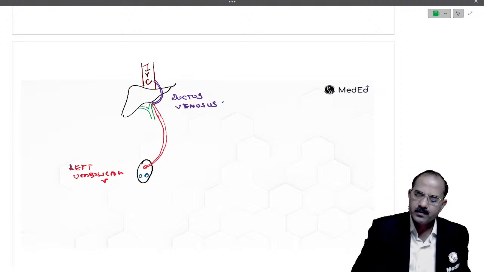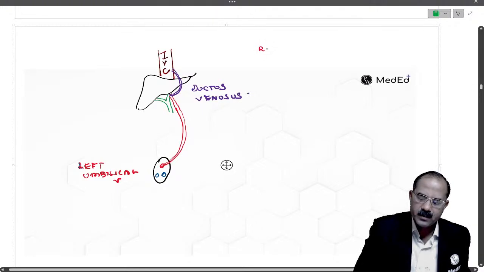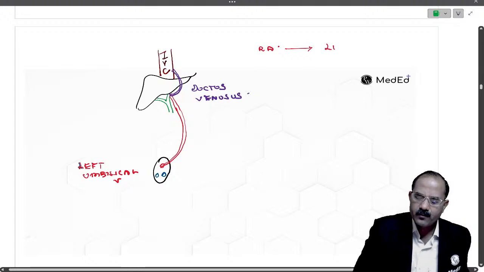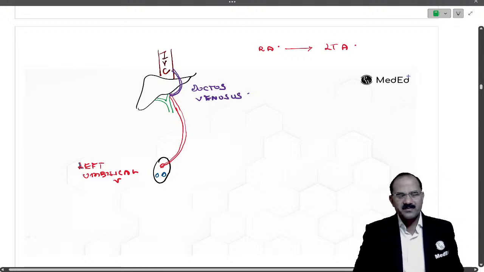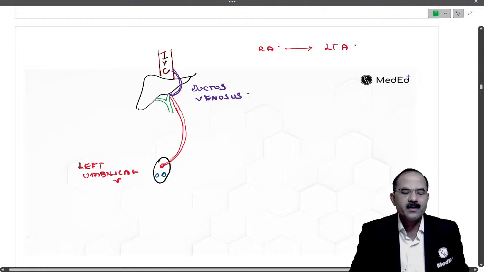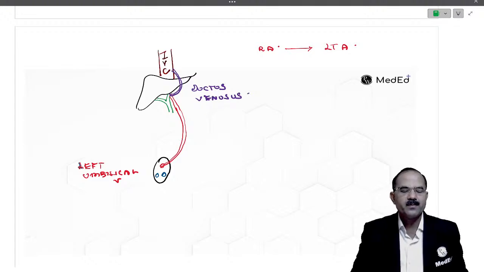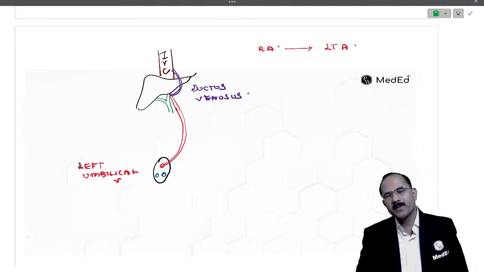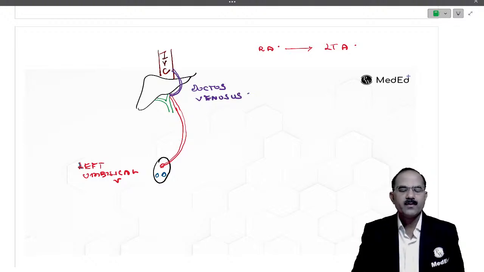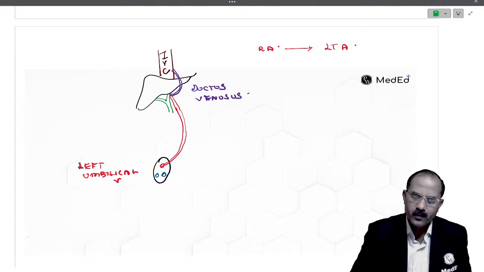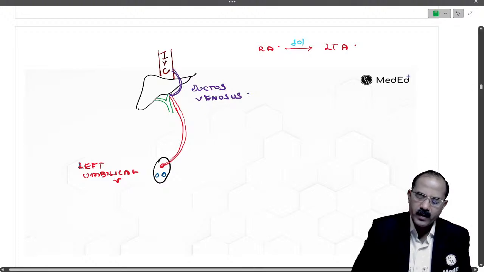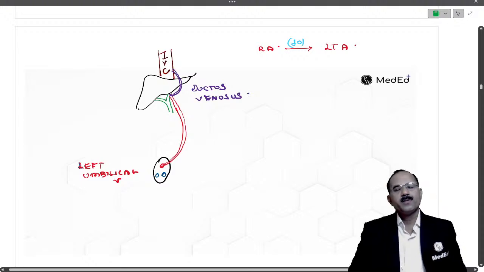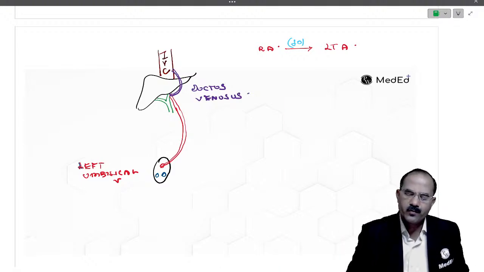Now, from the IVC, the blood comes where? The blood comes to the right atrium directly. From the right atrium, the blood directly goes to the left atrium. How? Through the foramen ovale. Very good, Shanta. In fetal life, there's a communication between the left and the right atrium. So the blood goes from the right atrium to the left atrium through the foramen ovale.